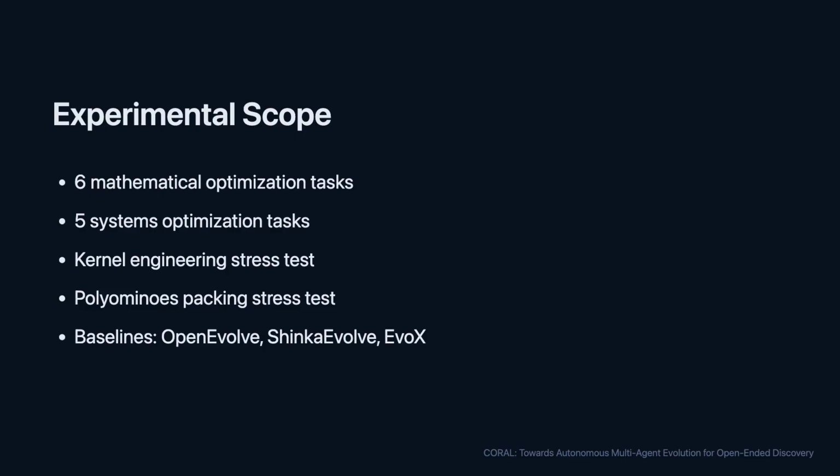The authors evaluate Coral on a broad mix of tasks. The standard suite includes 6 mathematical optimization problems and 5 systems optimization problems, such as circle packing, signal processing, GPU placement, SQL optimization, transaction scheduling, and cloud transfer. They also test harder stress problems, Anthropic's kernel engineering challenge, and a difficult polyominoes packing task. Baselines include OpenEvolve, ShinkaEvolve, and EvoX, which are all fixed evolutionary search methods using the same seeds, evaluators, and budgets.